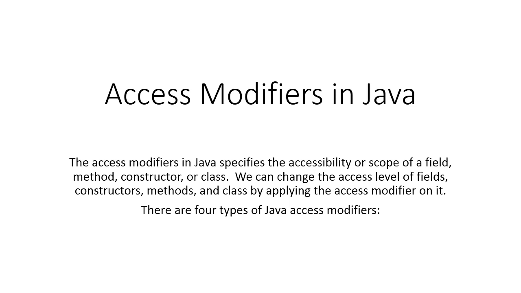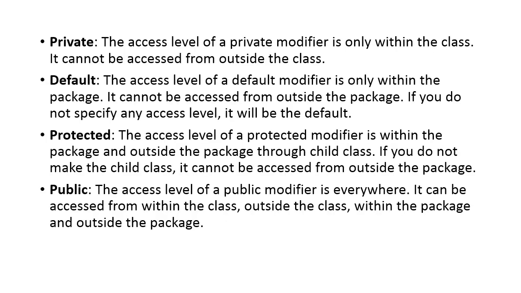So basically, what is the access modifier in Java? With an access modifier, we can define the scope of the data and the methods inside the class. There are four types of Java access modifiers: first is private, then default, protected, and public.